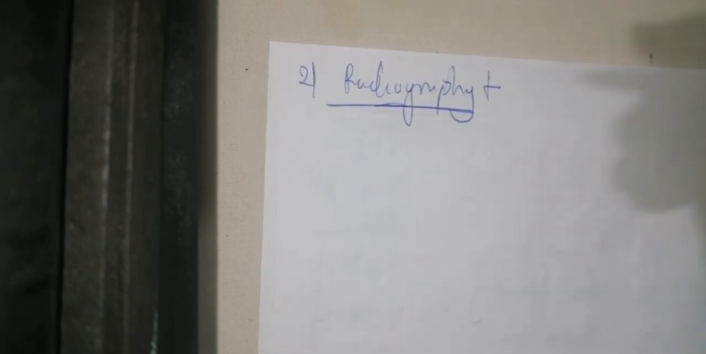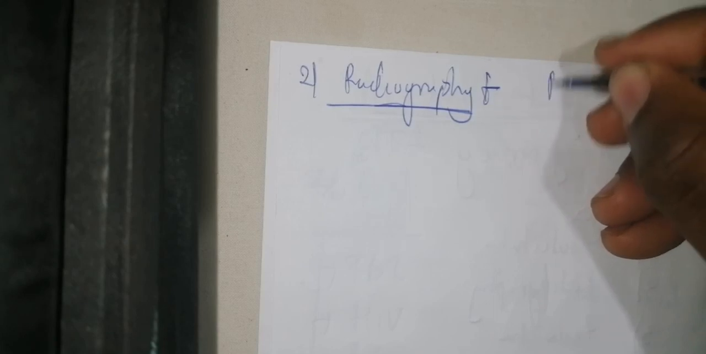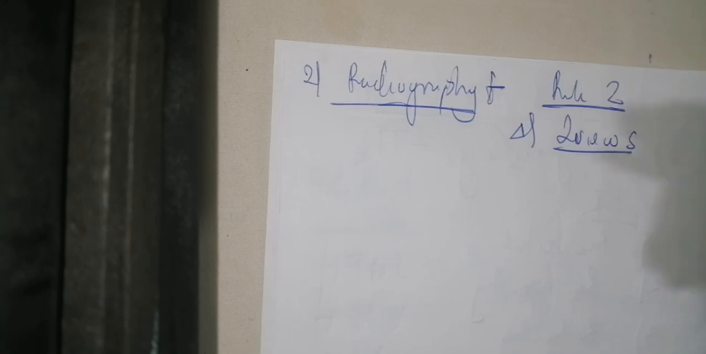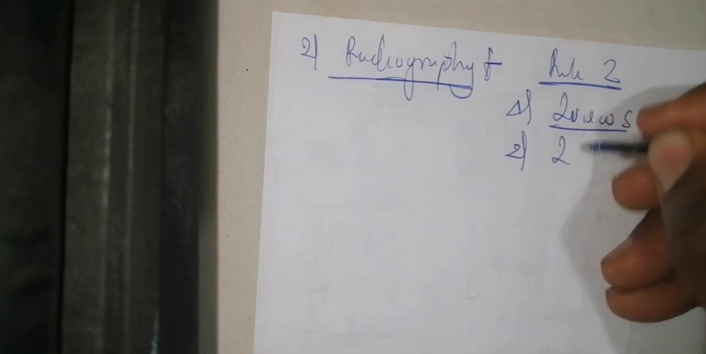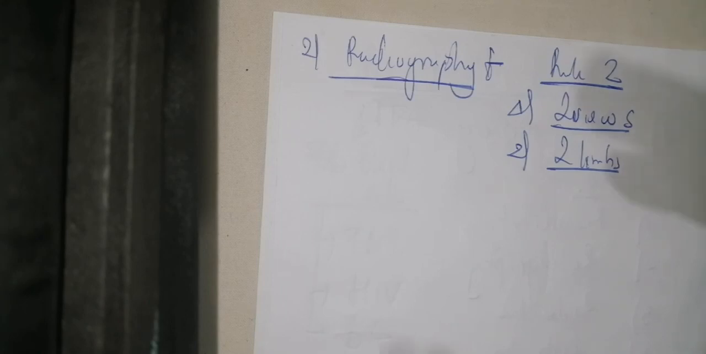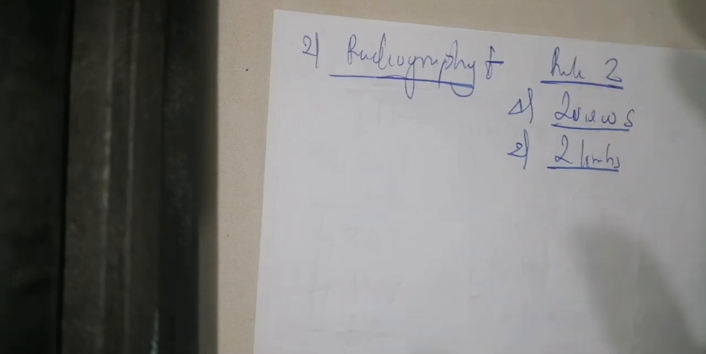For radiography, we have the rules of twos. The first rule of two is that for the radiography, you must have two views, meaning an anterior-posterior view and a lateral view. That's the first rule of two. The second rule of two in radiography is that you should have two limbs, particularly in pediatric patients. Two limbs, basically the left and the right limb, the affected and the unaffected limb, particularly in pediatric patients.